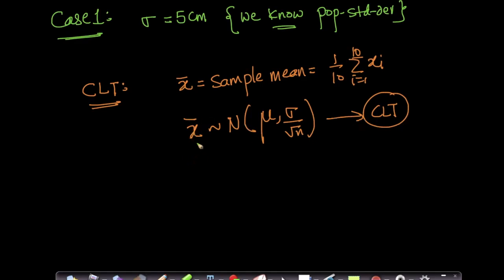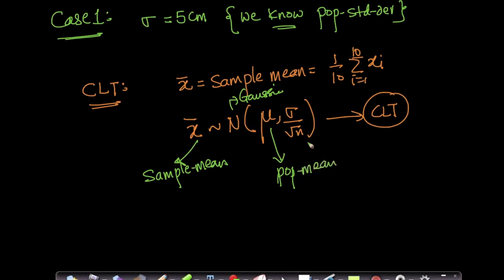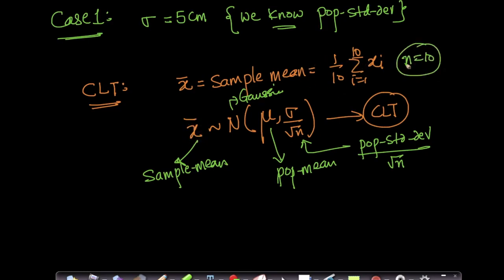To again put it in words, it says that my sample mean follows a Gaussian distribution with the mean equal to my population mean, and its standard deviation equal to the population standard deviation divided by root of n, if this is computed using a sample of size n. Here my n equals 10. Let's not forget that. This is literally what the central limit theorem tells us.